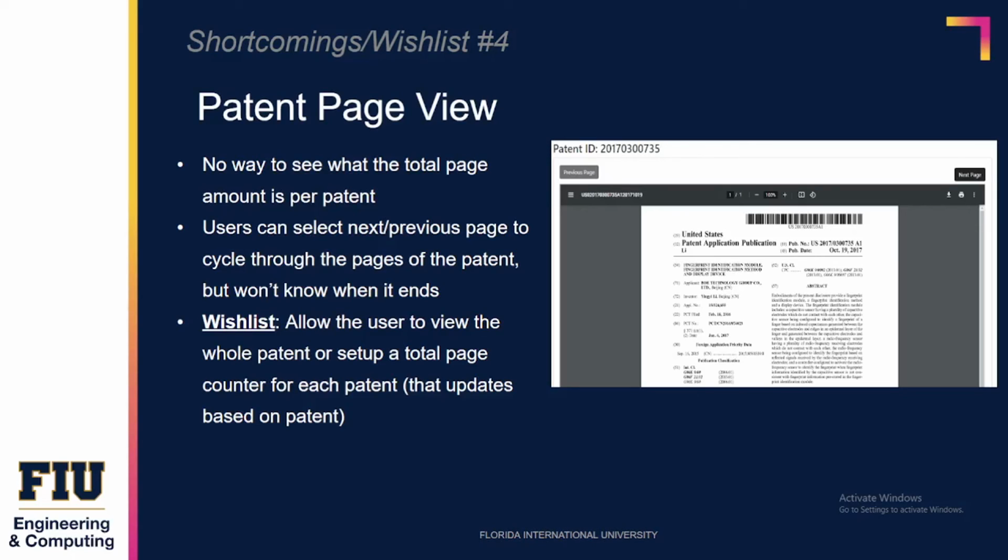Instead, it would be better to have a total page count for this patent so that the users can see, okay, well, this patent actually has a lot more pages, so let me go through the next page and next page. Or even better, it would be easier for the user to have an ability to view the whole patent or even download the whole patent.